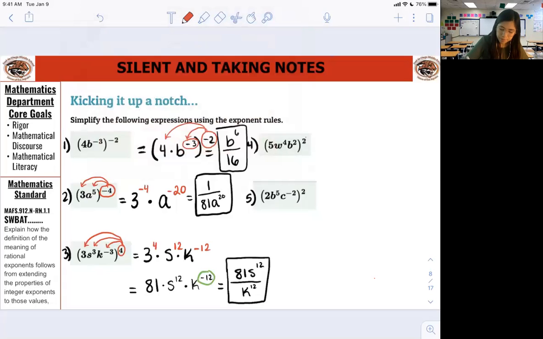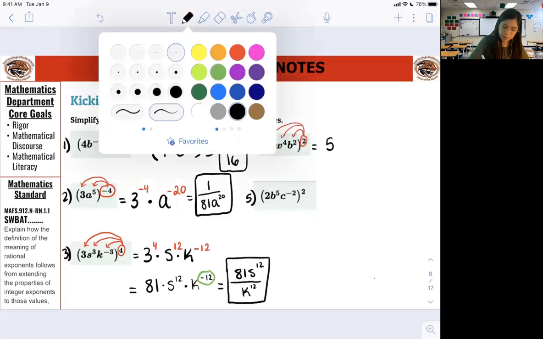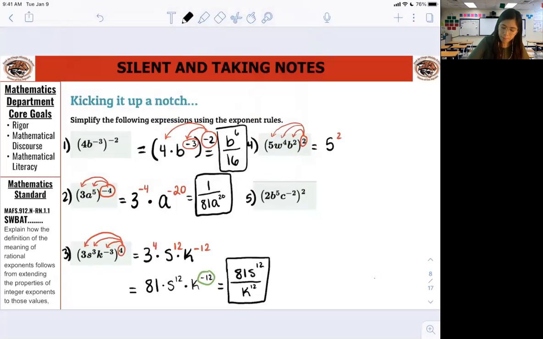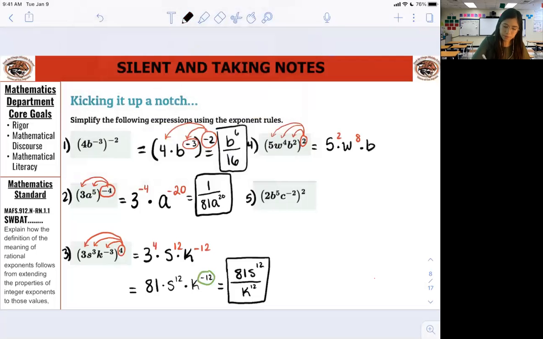So, number 4, I start by distributing that exponent. I get 5 to the power of 2. W to the power of what? 8. 8, good. 4 times 2 is 8. And then B to the power of 4. 4. 2 times 2 is 4. Does anything end up in the denominator? No. No, we got all positive exponents, so that's good.